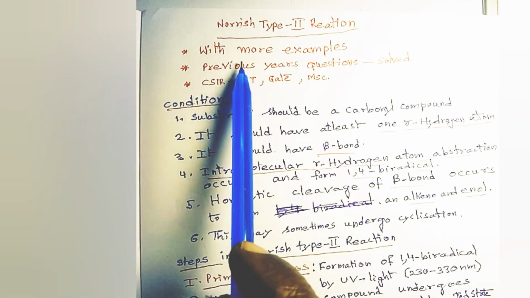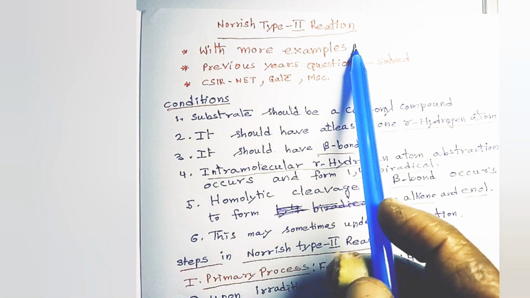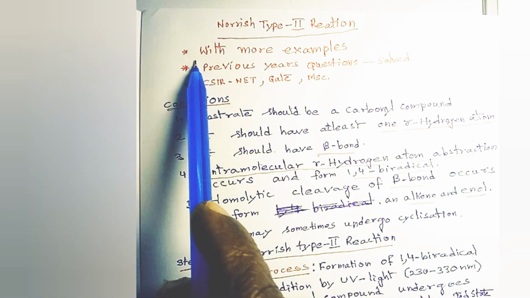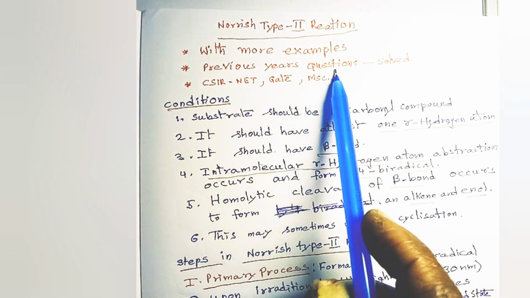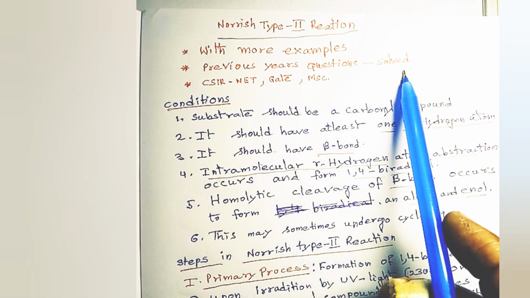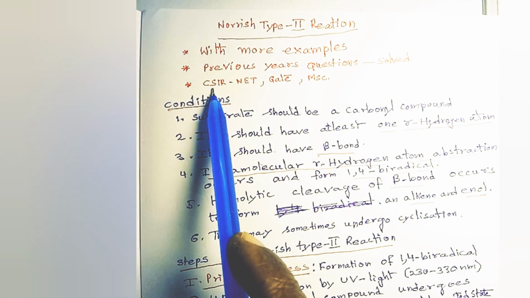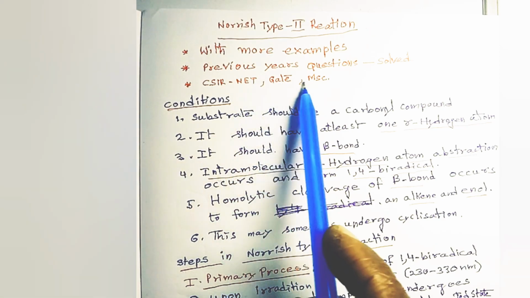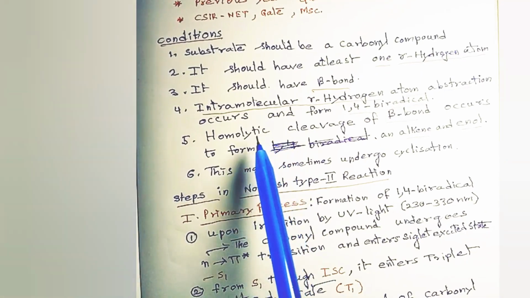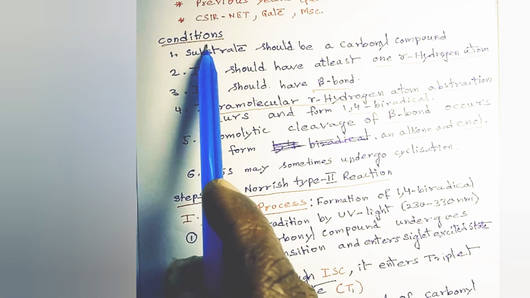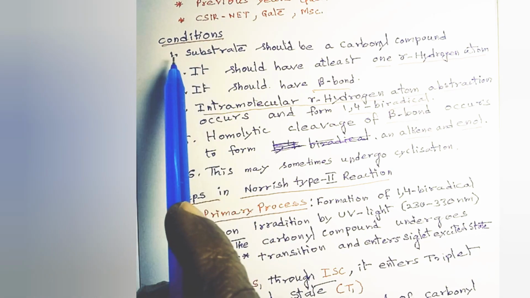In the previous video, we have learned about Norrish Type-II reaction. Today, let us see more examples with previous year's questions solved. These are useful for CSIR NET, GATE, MSc, etc. Now let's see the conditions for Norrish Type-II reactions.